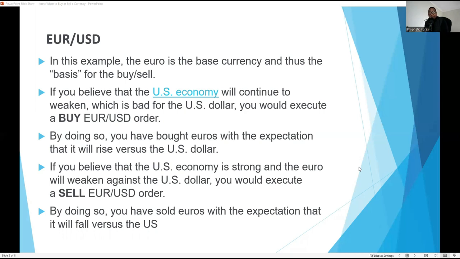And of course, vice versa now. If you believe that the US economy is strong and the euro will weaken against the US dollar, you will execute a sell for the EUR/USD. By doing this, you have sold euros with an expectation that it will fall versus the US dollar.